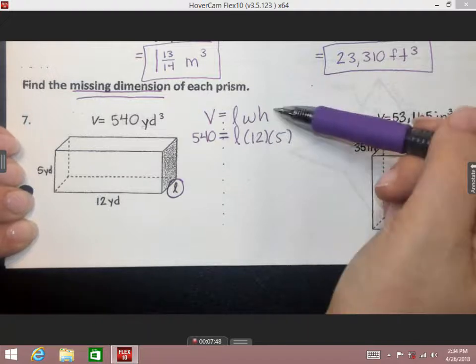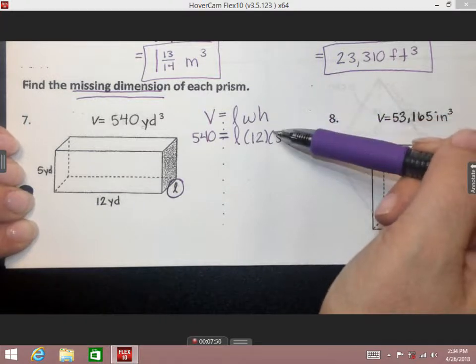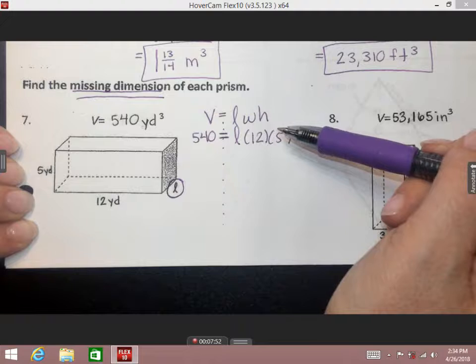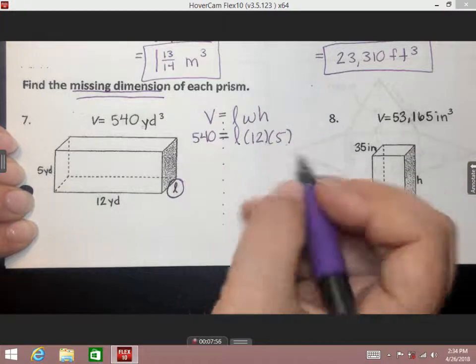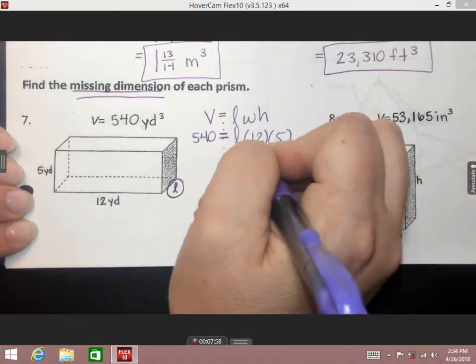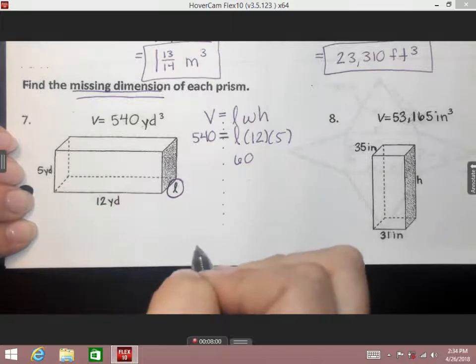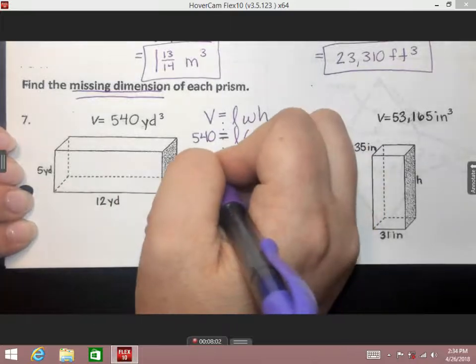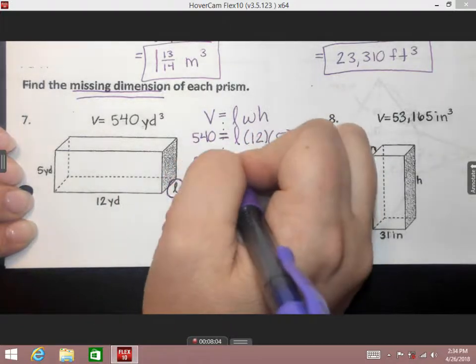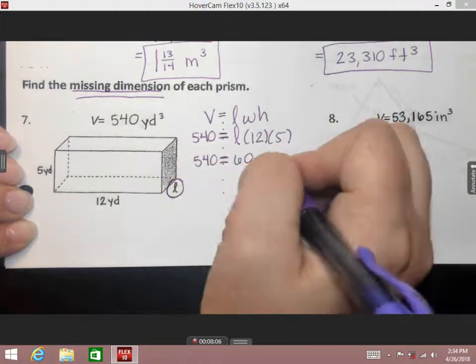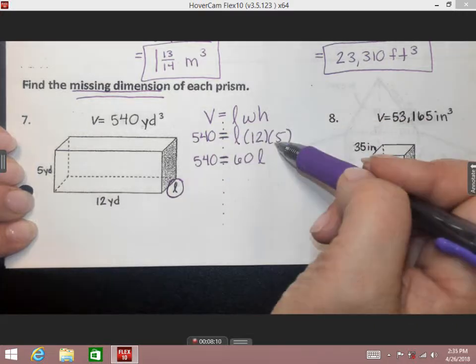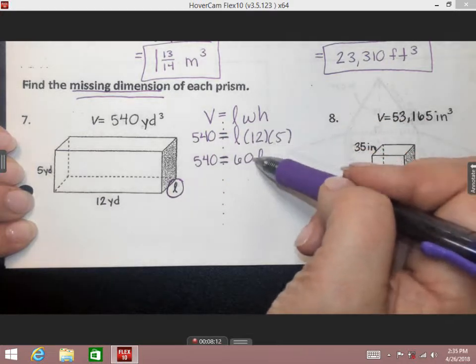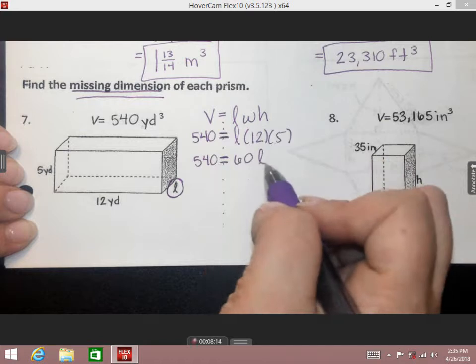All right, we wrote our formula, we wrote our numbers. Just like above, our next step is going to be to multiply. The numbers that are together that we can multiply is 12 and 5. So that's going to give me 60. Nothing else is going to change. 540 is still going to come down. My equal sign is still going to come down. And I'm still going to keep my L. So I have my formula, my numbers. I multiplied the two together. And now we do have one last step.